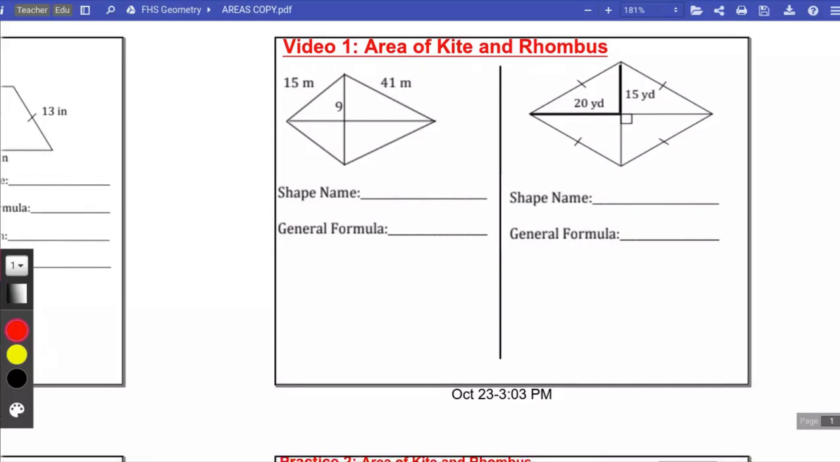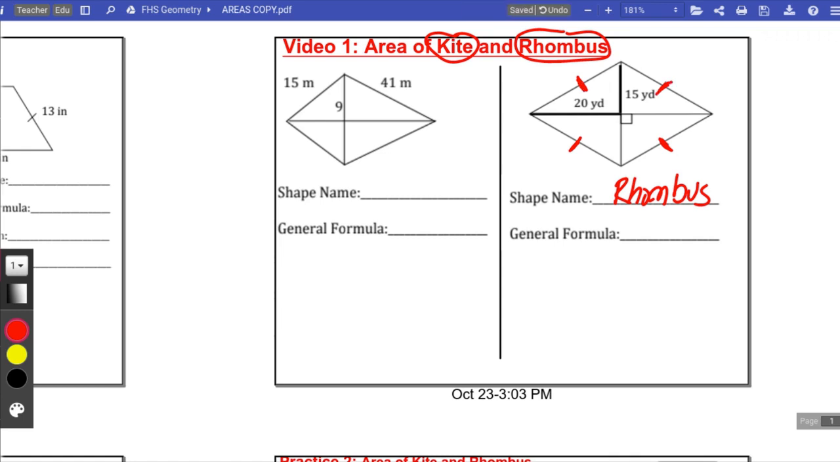We're going to find the area of a kite and the area of a rhombus. So I'm going to start with the right side first. How do I know whether this is going to be a kite or a rhombus? The only way to know first is by looking at it. If all the sides are equal, that is a rhombus. Meaning, they put a line here, they are equal.